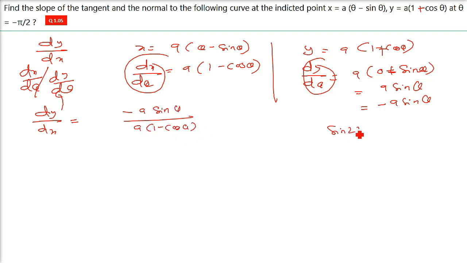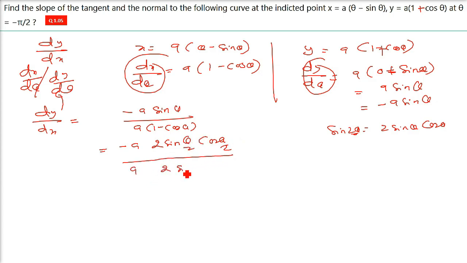So sin 2 theta is 2 sin theta cos theta. You already know that from trigonometry. The theta will become half. So in order to find out sin theta, it will be 2 sin theta by 2 cos theta by 2. Denominator we already have a, 1 minus cos theta is 2 sin square theta by 2. All cancellation can be done. These are cancelled. Sin will be cancelled. 2 will be cancelled. Cos by sin is cot theta by 2 but with a negative sign.